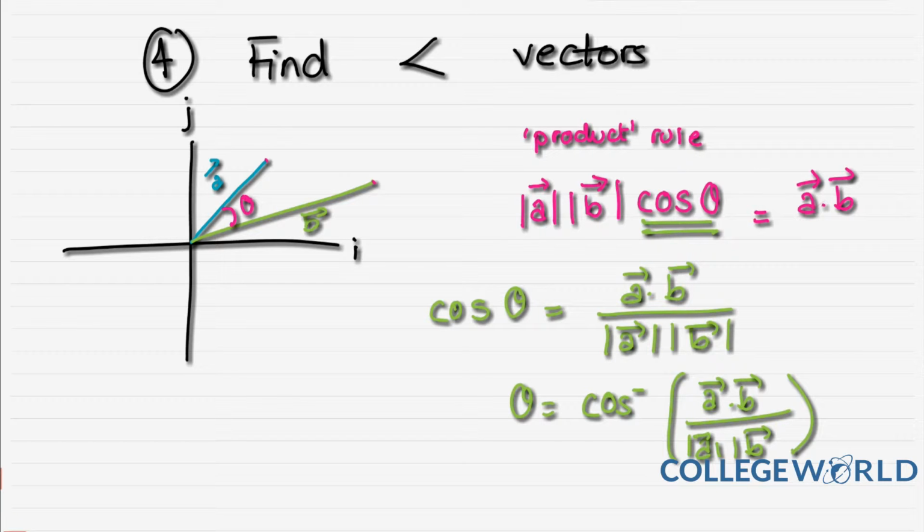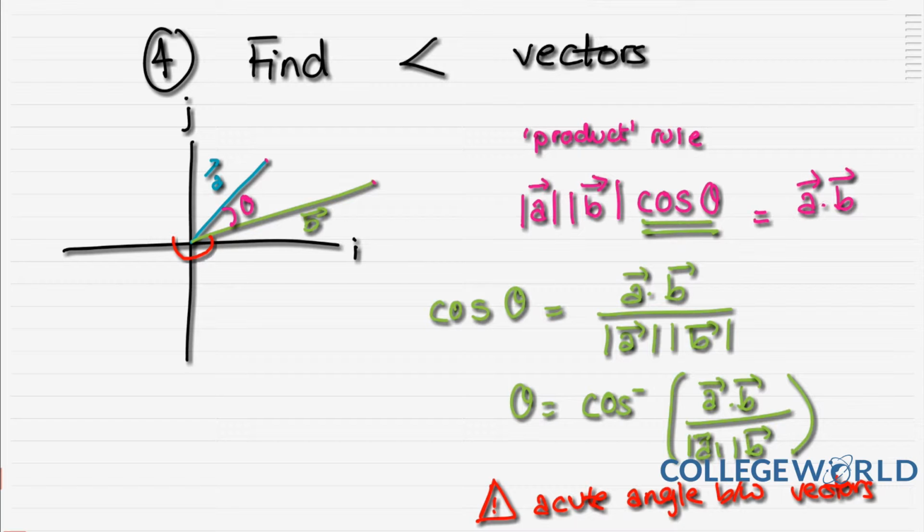An important thing you need to know about this theta is the following. First of all, this gives you the acute angle between the vectors, so it technically gives you the theta on the graph. If you want this angle instead, you have to do 360 minus theta. It depends on what the question asks for, but it's usually the acute angle, and this is how you do it.